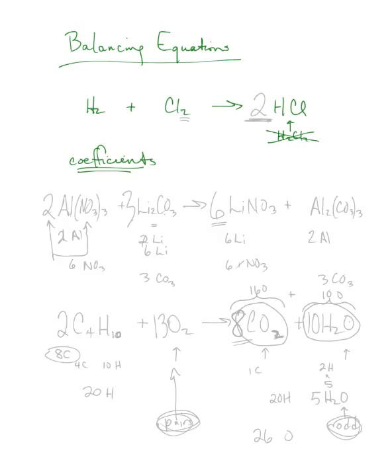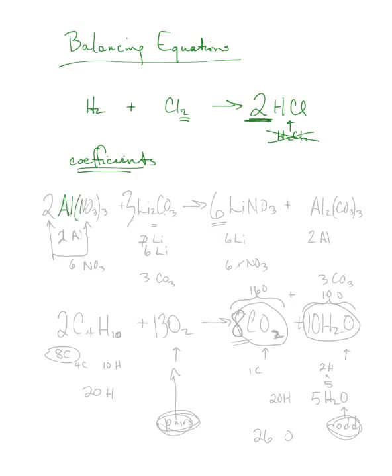So if we have two hydrogens on the left, we need two hydrogens on the right, and since the only place we can put a number is in front, the coefficient, we'll put a 2 there. That happens to take care of the chlorine as well. We have two chlorines here, and this will also give us two chlorines, so that one was super easy. Let's do a little bit more interesting one now.